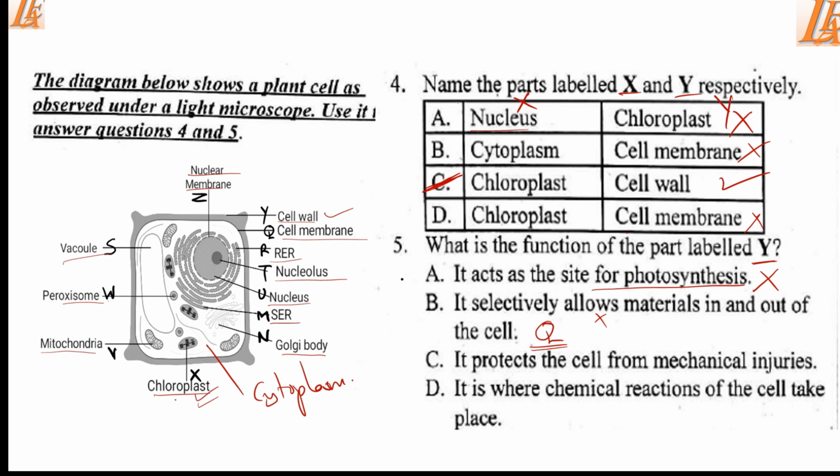Then C, it protects the cell from mechanical injuries. This part Y, which is a cell wall, protects the cell from mechanical injuries. This is right. So the correct answer here is C. And then D, it is where chemical reactions take place. No, this is wrong, because chemical reactions take place in the part labeled U, and sometimes even in the chloroplast for photosynthesis, because photosynthesis is a chemical process. So here the correct answer is C. The part labeled Y, which is a cell wall, protects the cell from mechanical injuries.